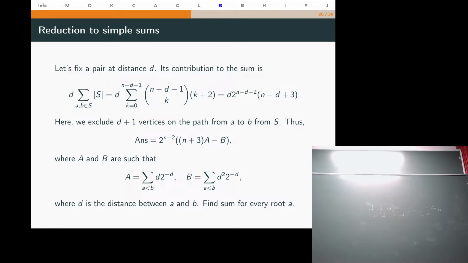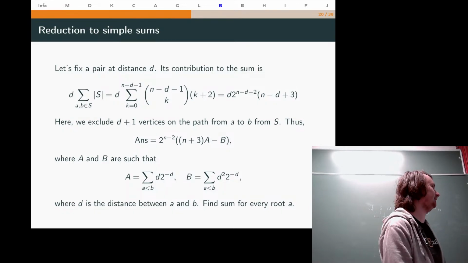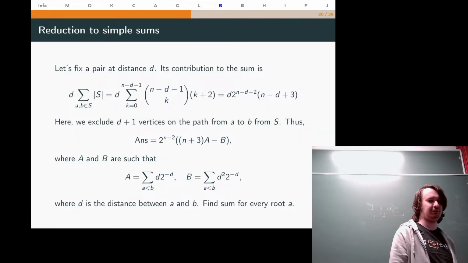So here we have two vertices that we already picked, and we pick k vertices on the remaining part of the set. Only n minus d minus 1 vertices are available to pick because we excluded all the vertices that belong to the path between A and B. So we pick k vertices from that, and if we sum this up, using some more or less standard approaches to find such sums, the whole sum will collapse to d times 2 to the power n minus d minus 2 times n minus d plus 3.